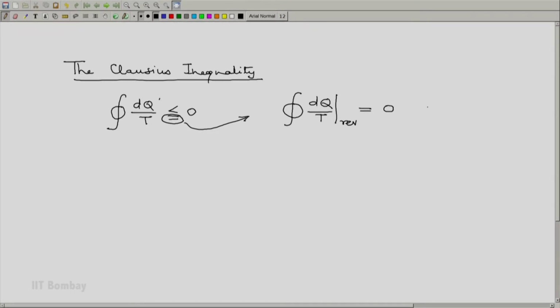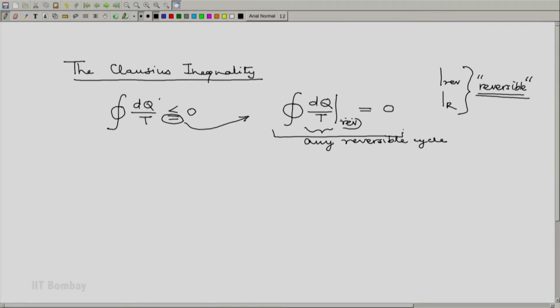and henceforth we will be using this subscript, either R or REV, which means this pertains to the reversible limit. Now notice that this cyclic integral of dq by T is true for any reversible cycle, this equality for the Clausius inequality.